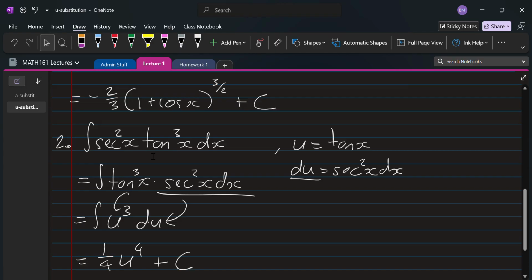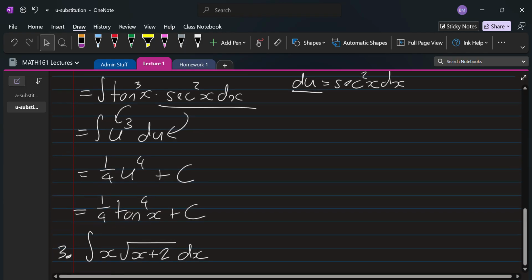Yeah, so we just swap these two. So tan cubed becomes u cubed because our substitution was u is tan. So that gets replaced. Everything else to the right, that was du. If I don't see your hand up, just shout out.